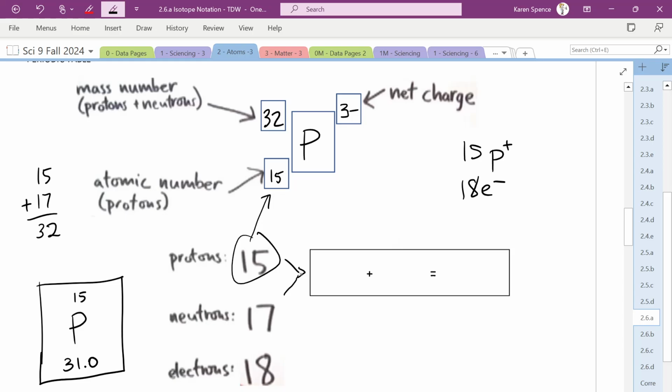You can use a calculator during the test. Okay? Bring your own calculator if you have one, because I have a limited number. I don't have a calculator for everyone.